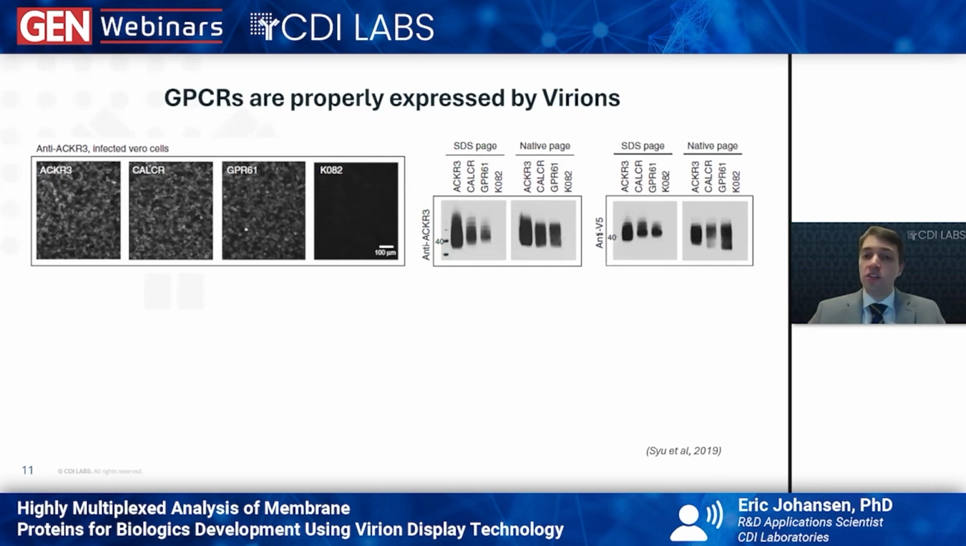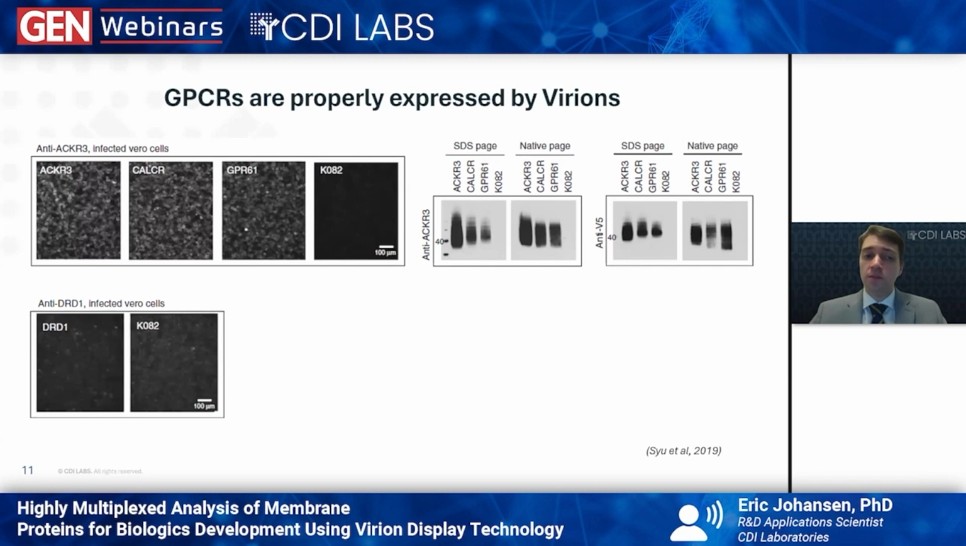We know that the GPCRs all have a C-terminal V5 tag, so when we probe by Western blot the expression by V5, we can see that similar staining patterns occur with ACR3 and the V5 tag, showing that the GPCRs are in fact expressed, and this antibody is interacting with these GPCRs specifically. As is the case for DRD1, we do not see a similar pattern. DRD1 infected cells fail to be recognized by this antibody above our negative control.